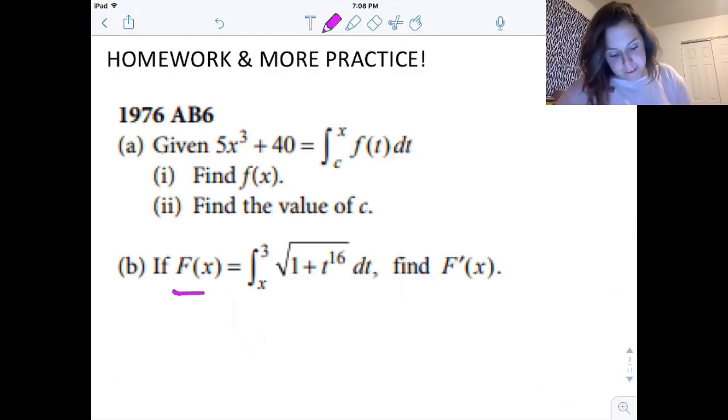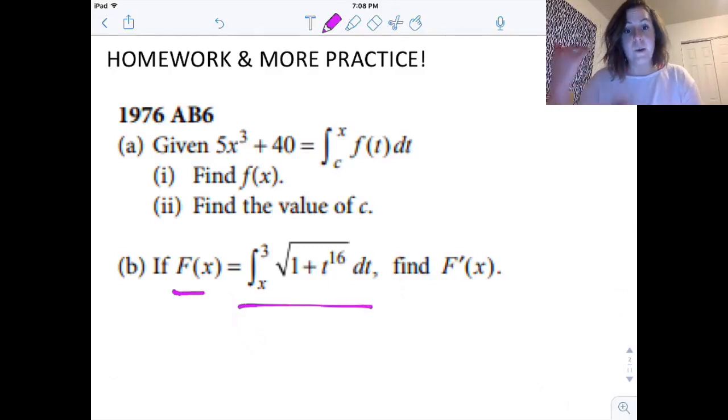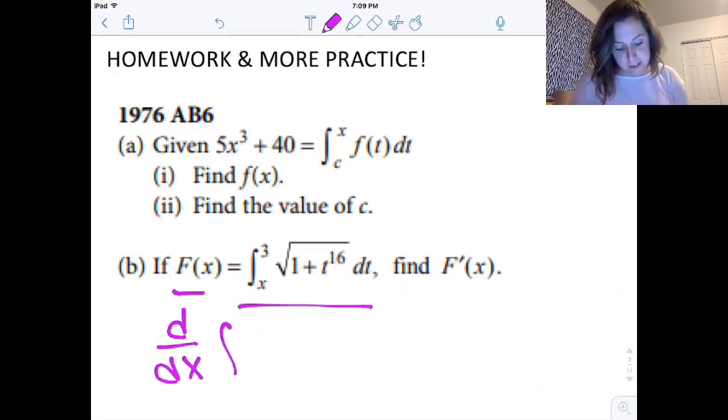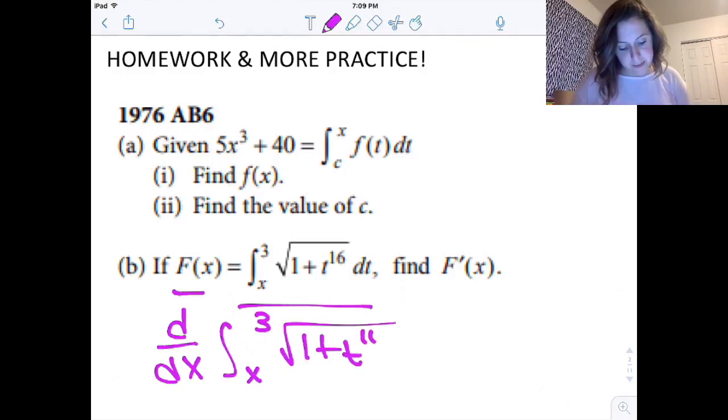Capital F is an integral defined function going from x to 3 of this function of t. And I want to find f prime of x. So f prime of x is really saying take the derivative with respect to x of this. Right, taking the derivative of both sides.